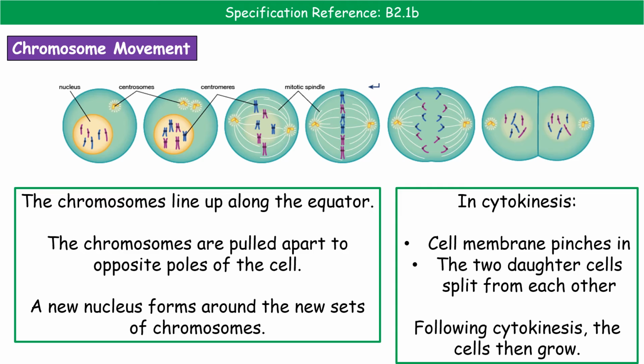So the chromosomes all line up along the equator first of all. Then they're going to be pulled apart by these spindle fibres to the opposite poles. So opposite poles means the opposite ends of the cell there.